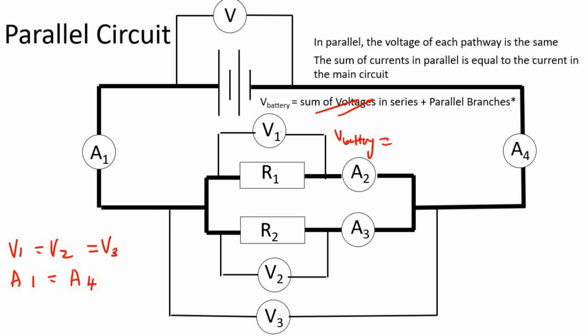Now let me show you something else that's quite interesting. So you could say V1 is equal to that, or you could say the battery is equal to V2, or you could say that the battery is equal to V3. And we would have normally added any voltages that are in series, but we just said that there weren't any. So let me show you some examples.